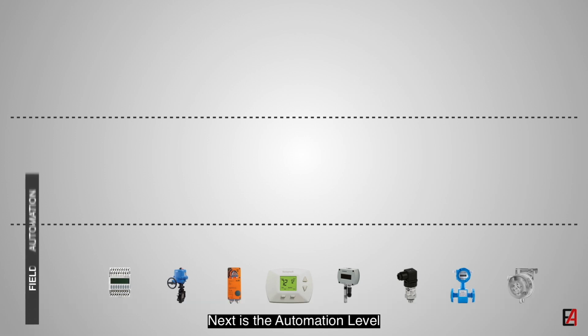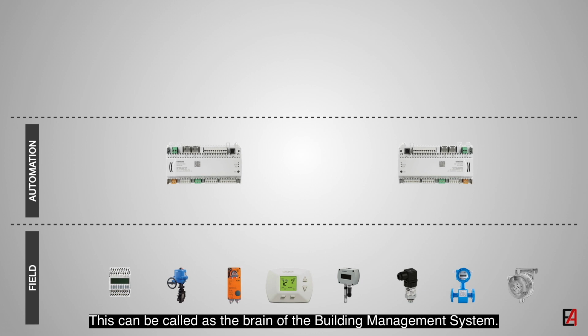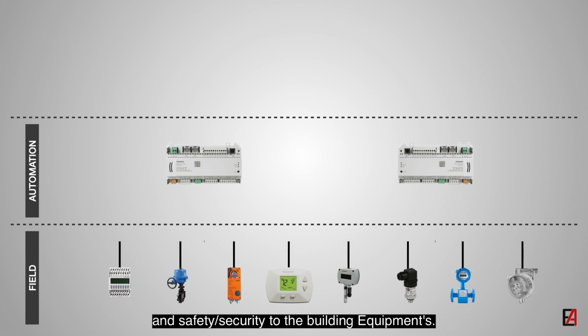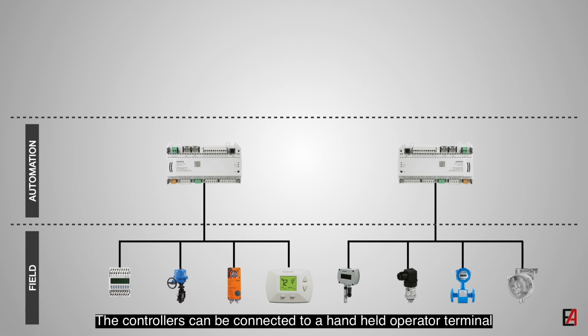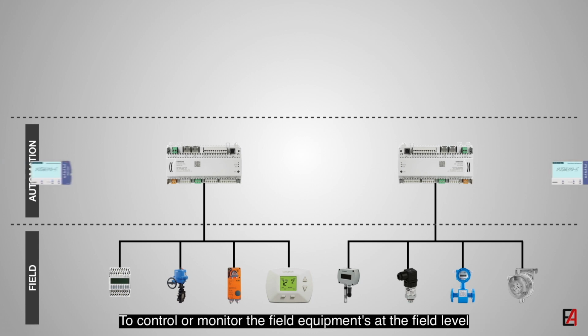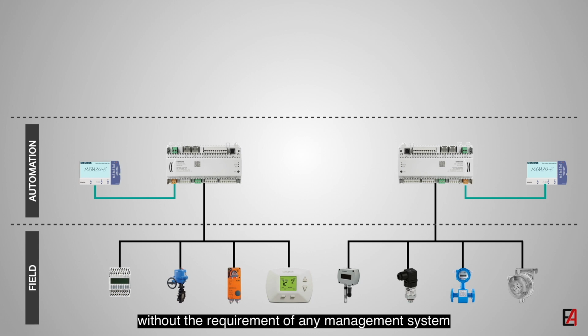Next is the automation level. This can be called as the brain of the building management system. It consists of compact and modular DDC controllers. The DDCs process the inputs from the field devices and takes action to provide comfort to the building occupants and safety and security to the building equipments. The DDCs are freely programmable. The controllers can be connected to a handheld operator terminal to control or monitor the field equipments at the field level without the requirement of any management system.